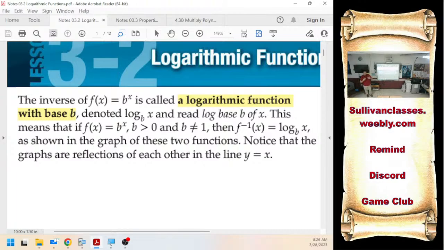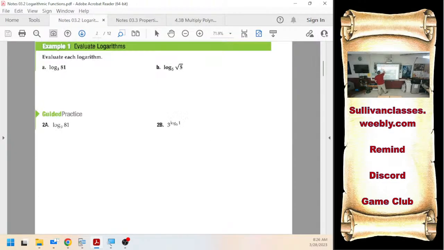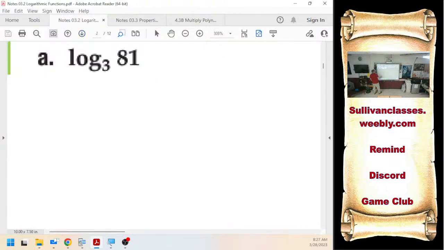That also means that the object of the log has to be a positive value. Okay? So, by definition, easy peasy, if I'm going to evaluate this, it's asking 3 to what power made 81? Okay, so think of it like this. If I'm evaluating, I'm saying this equals x, right? This equals what number? So, I say 3 to what value makes 81? Four.